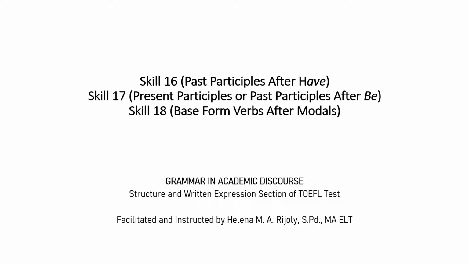If you remember, past participle is verb 3, and we are going to talk about the use of verb 3 after have. You know, verb 1, verb 2, verb 3 has a name. Verb 1 is present, verb 2 is past, and verb 3 is past participle. So when you hear past participle, you know we're talking about the verb in the third form. Usually verb 3 is always used with one form of have, could be has, could be had. Then skill 17, we're talking about present participles or past participles after the word be.